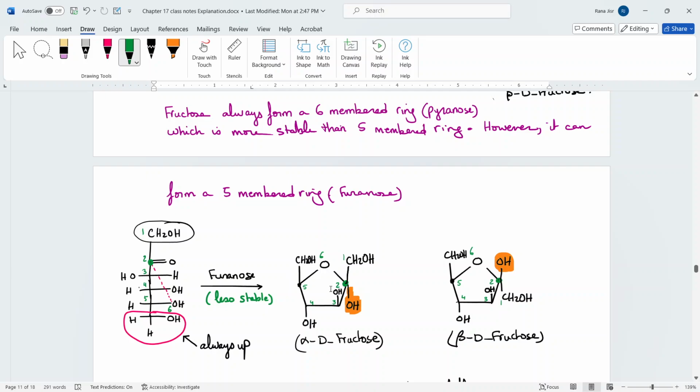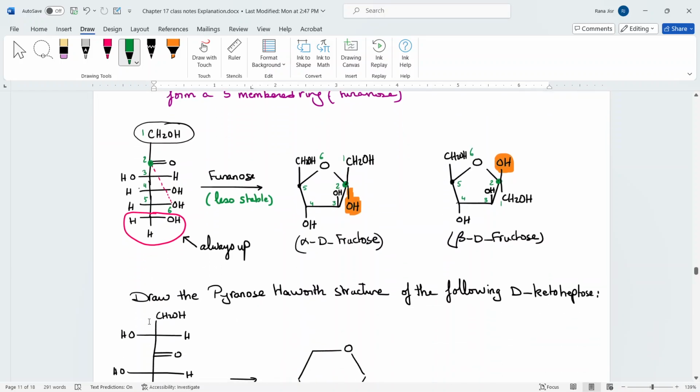When you're doing reactions, you are going to start the numbering from the anomeric carbon. That is different. But whenever you are cyclizing the structure, always start your numbering from the top of the carbon chain in the Fischer projection. This is easier in order to cyclize that compound.